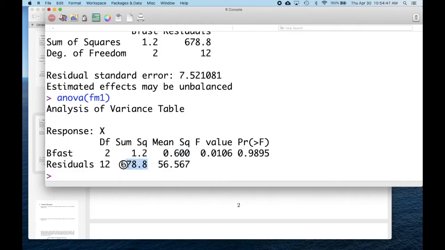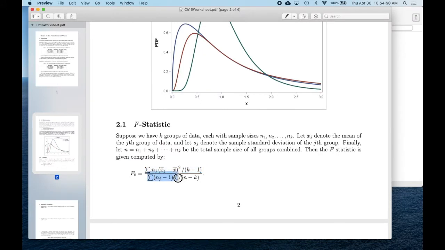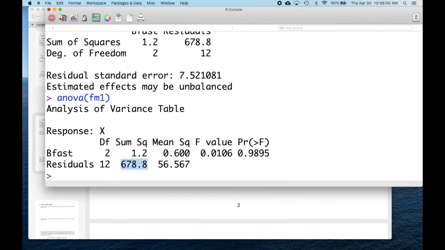And then same thing here. If I add up these values for the different variables that we have, what we get if I add all of those up is the 678.8 number. When I divide it by 12, which is the degrees of freedom, we get the error mean squares, which is 56.567. And then finally, if I take this 0.6 and divide by 56.57, we end up with this 0.0106 number. That's our F value statistic, and then that spits out the probability.